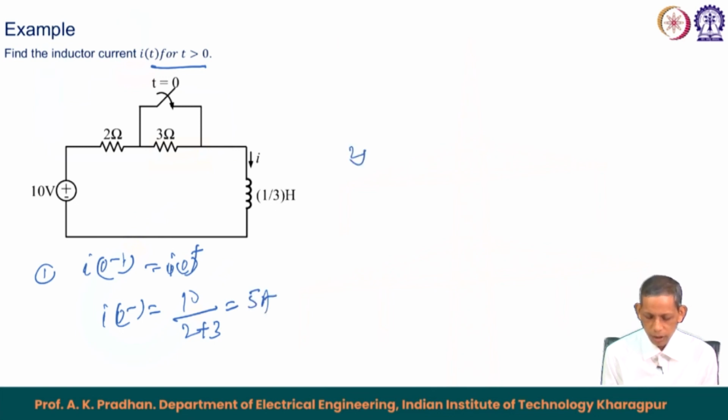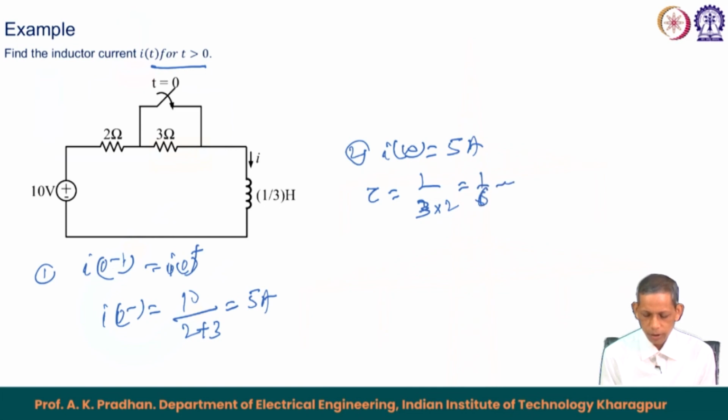And then in the second case we talk about I infinity. That becomes equal to, switch is closed, so that means that the 3 ohm is bypassed. Then it becomes 10 divided by 2, which is 5 ampere, and the corresponding tau in this case, because this is shorted, the inductor will only see the 1/3 Henry and the 2. So, L will be 1 by 3 and the corresponding 2 into 2, so this will be 1 by 6 second.